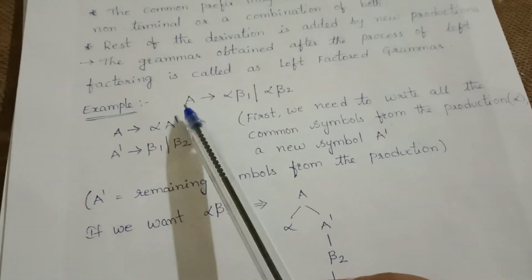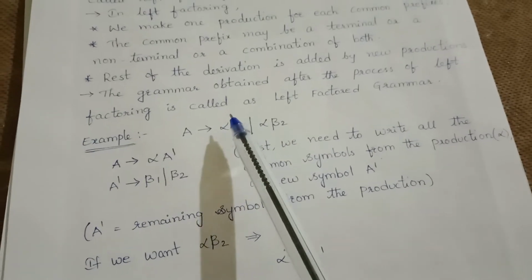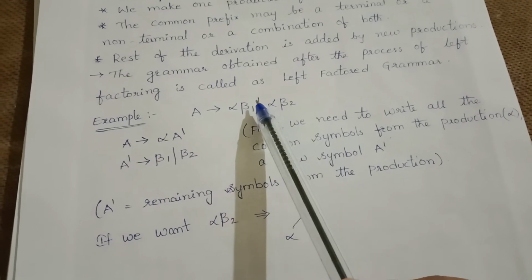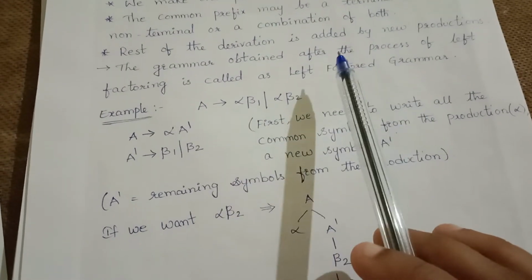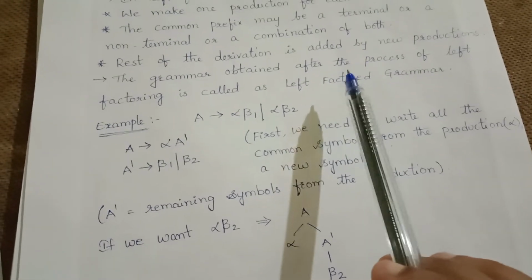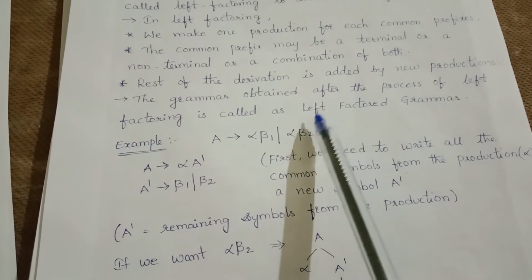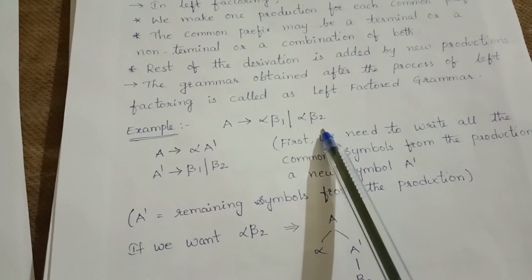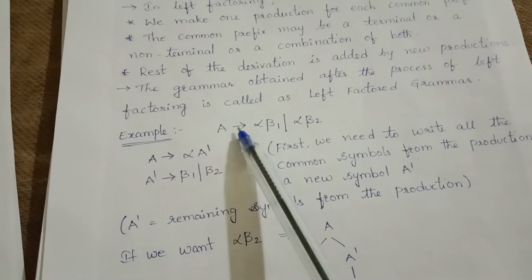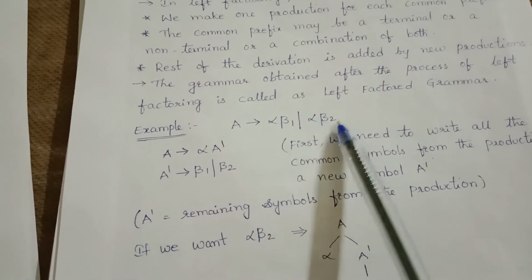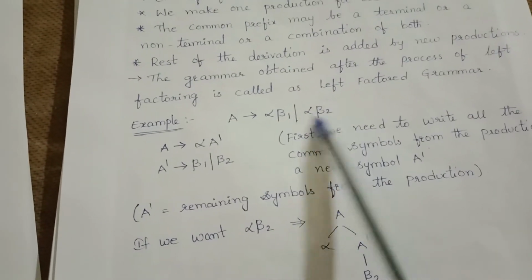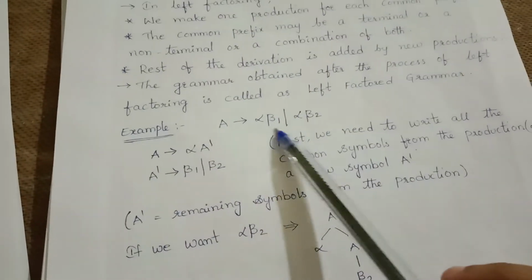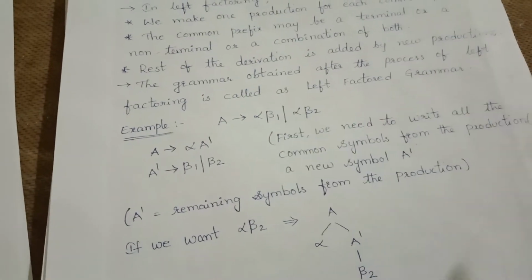So, what is the meaning of left factoring? If we have more than one production, then when constructing the parse tree we don't know which symbol we need to consider. We will have a confusion about which production we need to consider. For example, consider here A tends to alpha beta 1 or alpha beta 2. Here we have two productions, so we will have a confusion about which to use. This is called left factoring, so here you need to remove the left factoring.